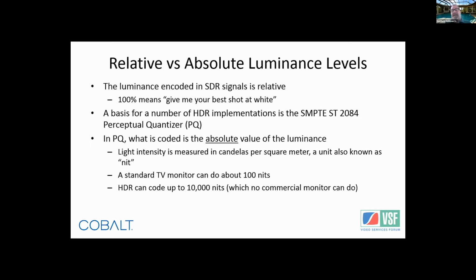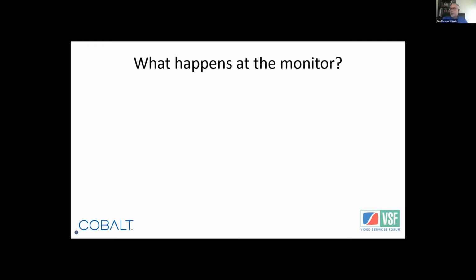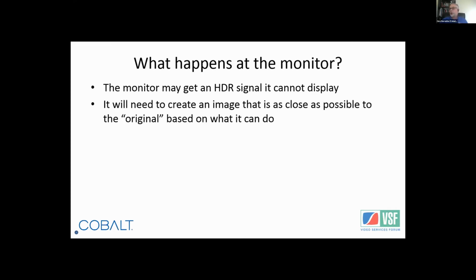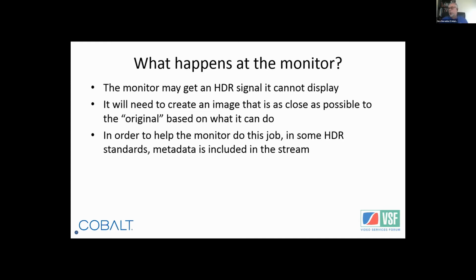So that's, again, it's about the dynamic range, the difference between the dark areas and the bright areas. All right. So what happens at the monitor? The monitor may get an HDR signal that it cannot display because it says, give me 5,000 nits and it cannot, only 2,000. So you need to create an image that is as close as possible to the original based on what it can actually do. In order to help the monitor to do that, in some HDR standards, metadata is included in the stream.